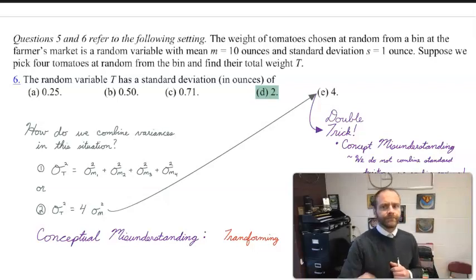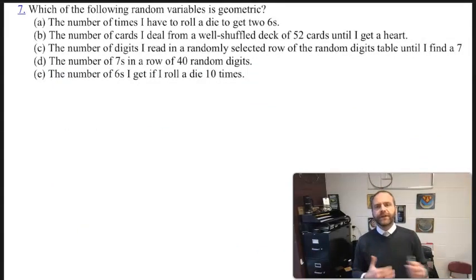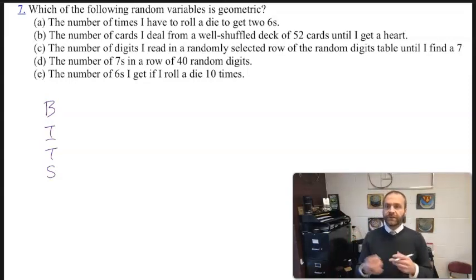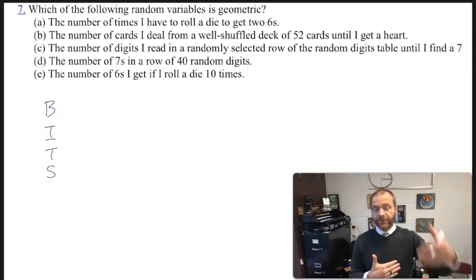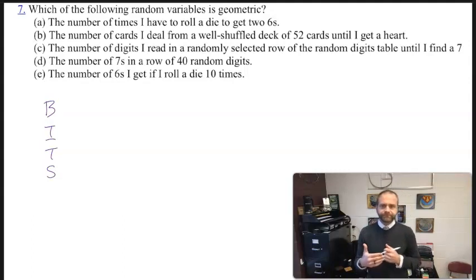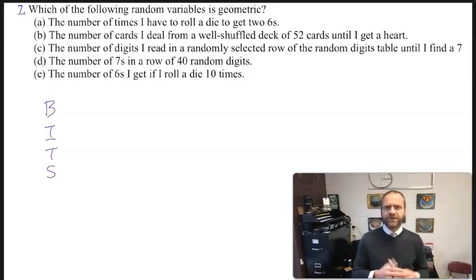Let's move on. So question 7 is asking us which of the following random variables is geometric. So geometric, remember, you always check the bits for geometric. Is it binary? Is it independent? Do you have a number of trials until a success occurs? Are you looking for the trial that the success occurs at? And is the probability of success consistent? Is it the same throughout each trial? So I'm going to have to check those for each one. Now, don't get this confused with binomial, by the way. Binomials check the bins. Geometric is check the bits. Don't worry, we're going to get to the binomial soon.